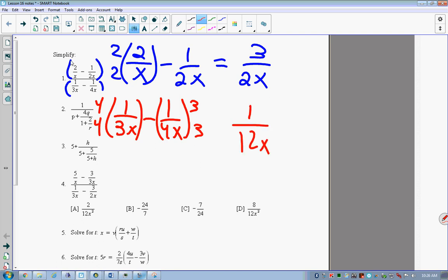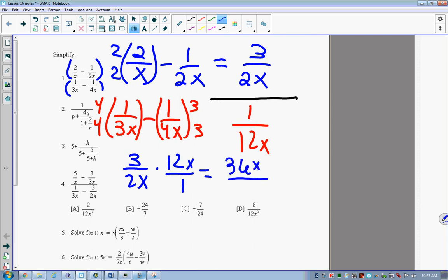12x, okay, which gives me a fraction of 3 over 2x divided by 1 over 12x. So as I write that, I get 3 over 2x times what? 12x over 1, which is giving me what? What's 3 times 12x? 36x divided by 2x. Can I reduce that fraction? What happens to the x's? They cancel out in this case. All right, so I'm left with 36 divided by 2. My answer is 18.